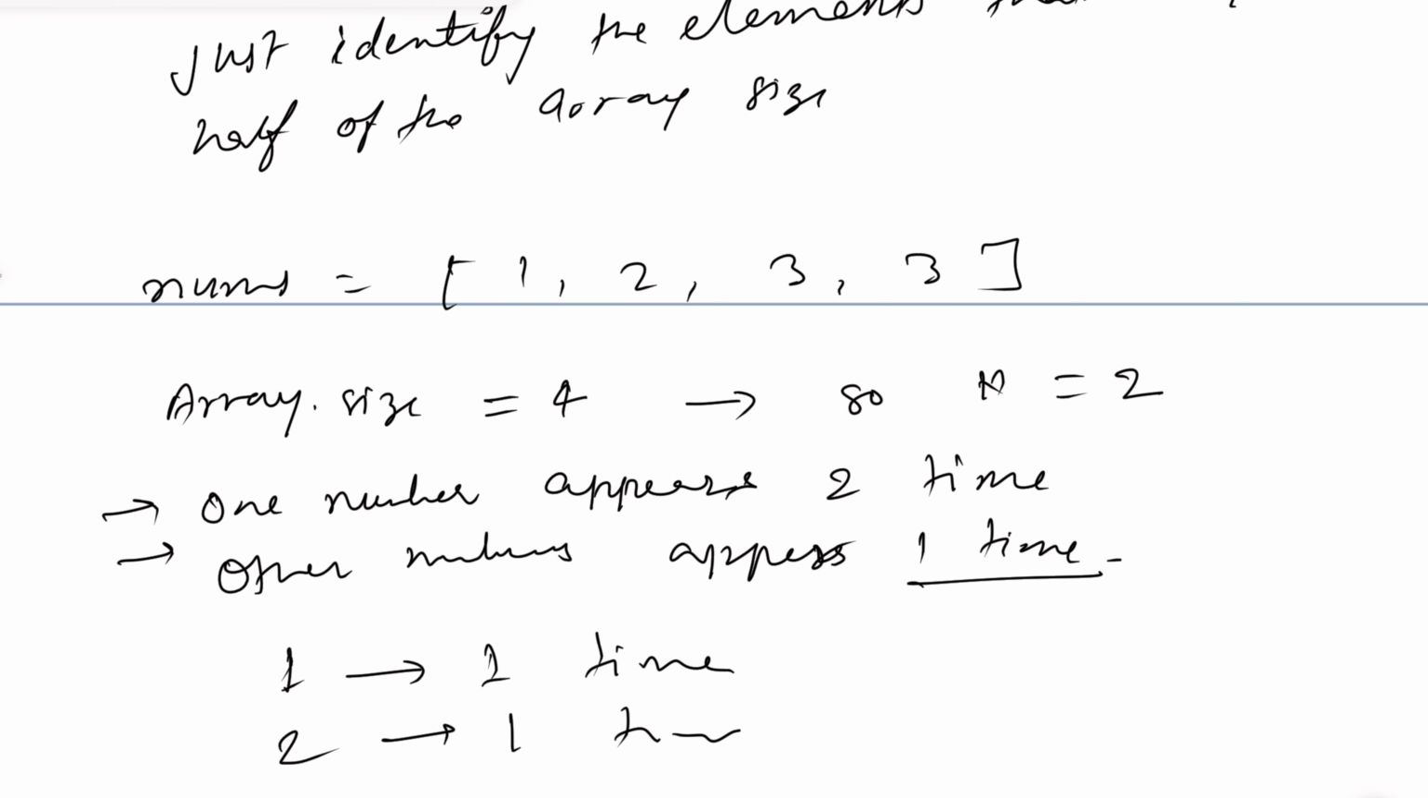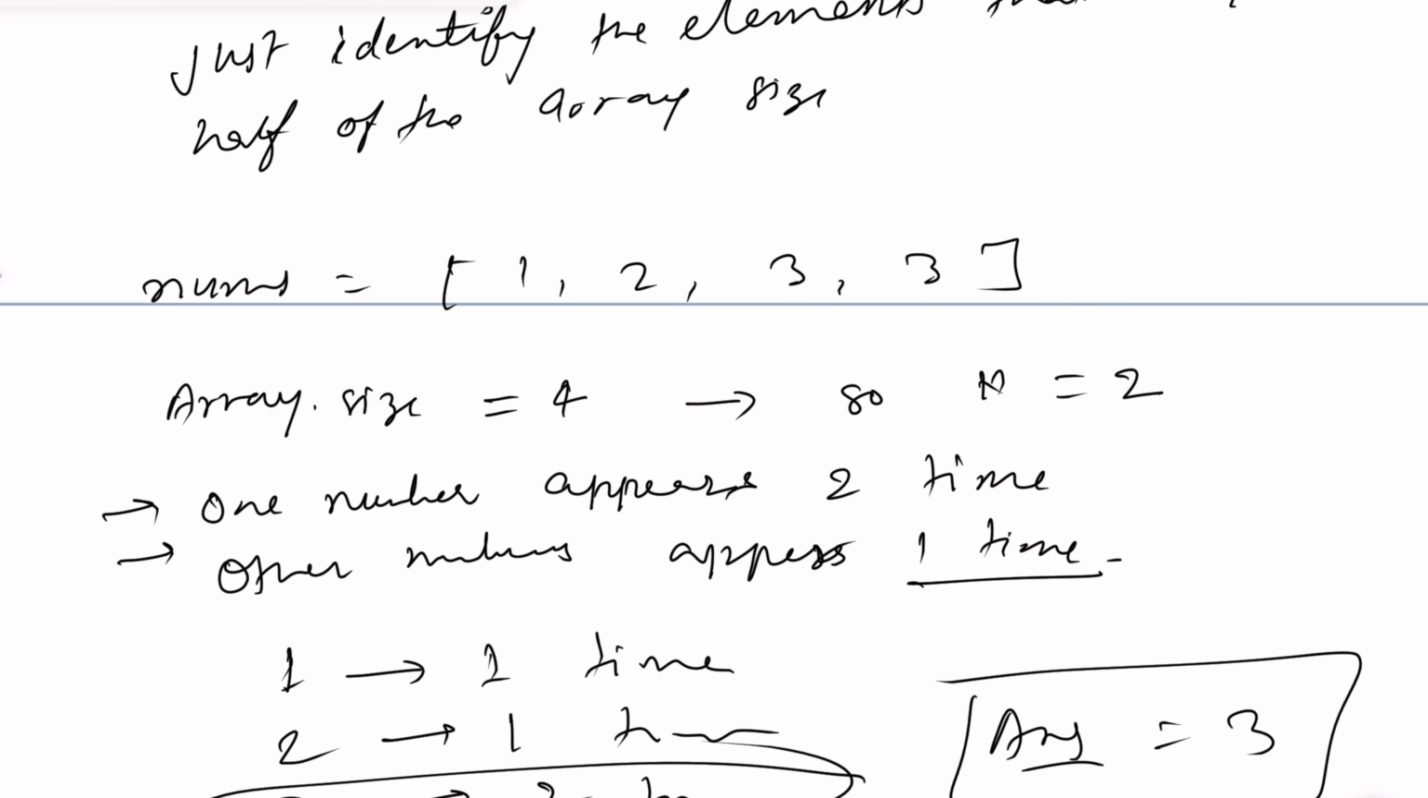1 times. What is the count of 3? It is 2 times. We found the answer, so the answer is 3. Like this we have to find it and implement it.